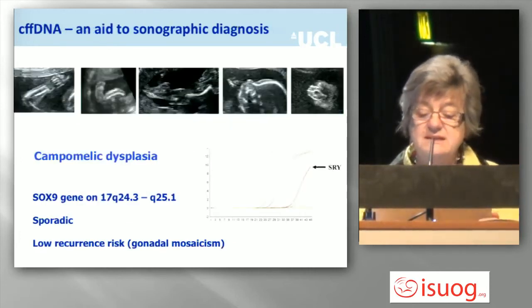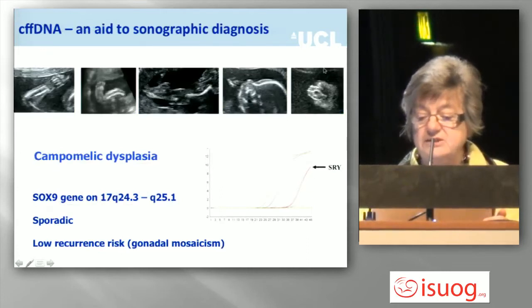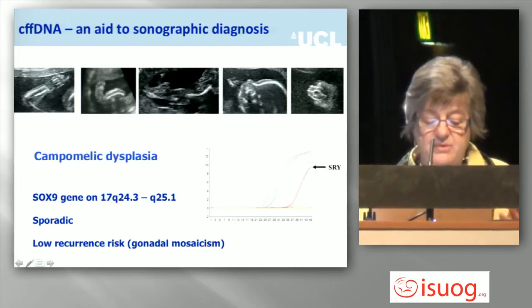But campomelic dysplasia is due to a mutation in the SOX9 gene, and here you can see again SRY showing that this has got genital sex reversal here, and helping you make the diagnosis, and this has got a low recurrence risk.